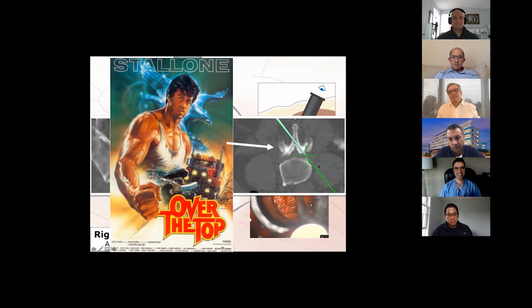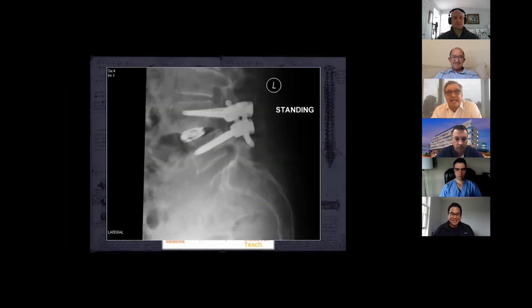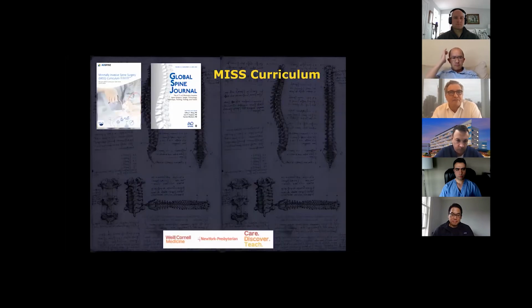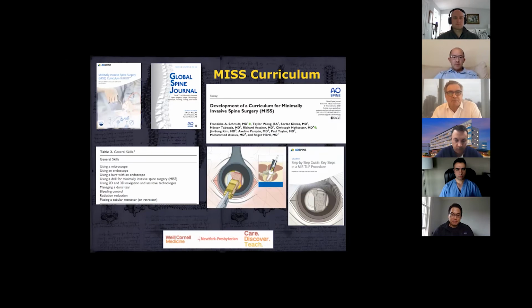You can put your navigation probe in here. We've got a nice, beautiful, over-the-top decompression. There's even a movie. I actually watched that last weekend about this. And then finally, you get your X-rays and so forth. Now with those screws, you can put in bone cement if you have to. We wrote all this up. This was just published. So we put together a curriculum for all the MIS skills, the basic skills, how to use the drill, how to use the microscope, how to fix the CSF leak and do all these things. It's all being written up now, and it's available for those of you who have an interest in that.